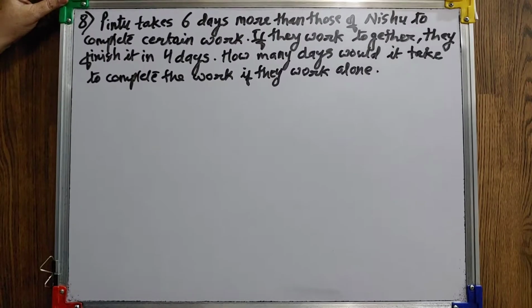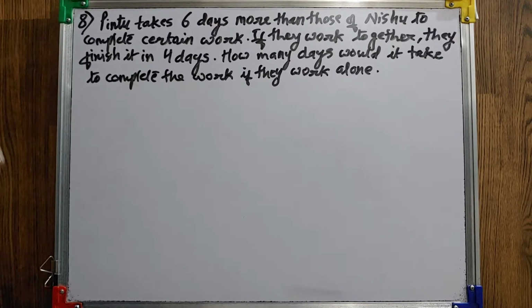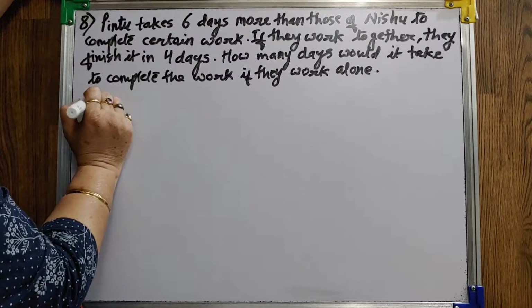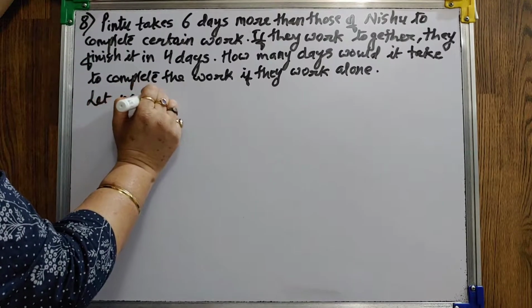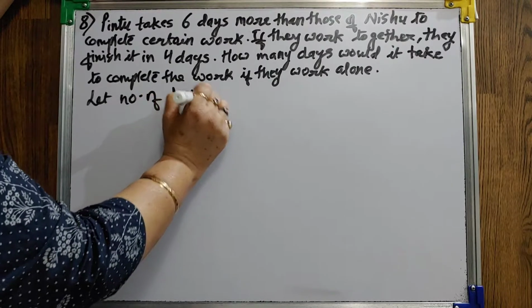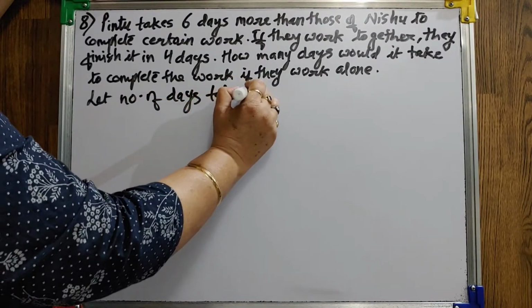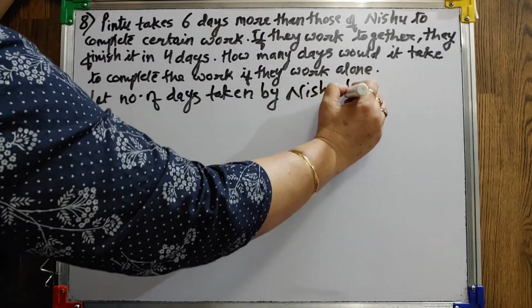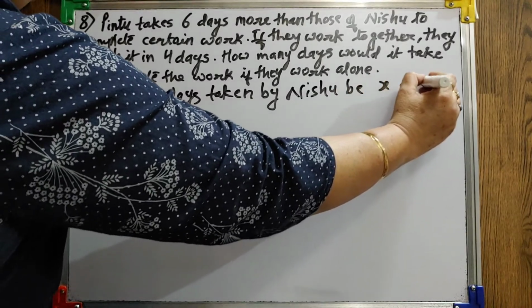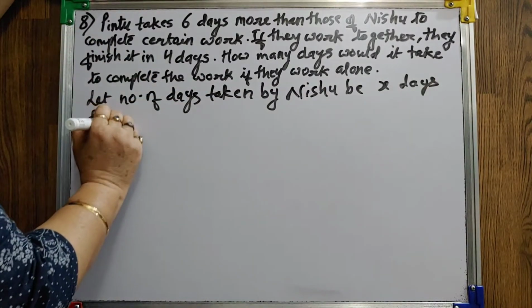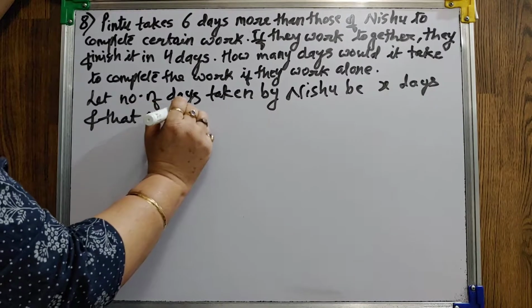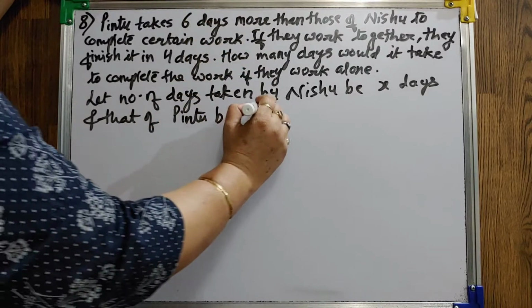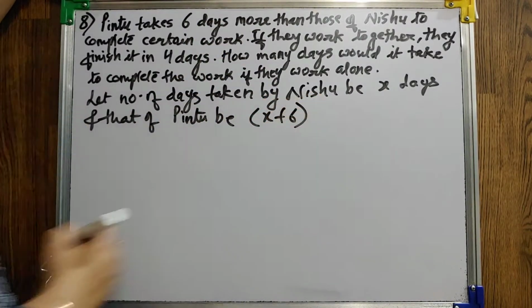Students, let's solve this sum. Pintu takes 6 days more than Nishu to complete a certain work. Let the number of days taken by Nishu be x days and that of Pintu be 6 days more, so x plus 6.